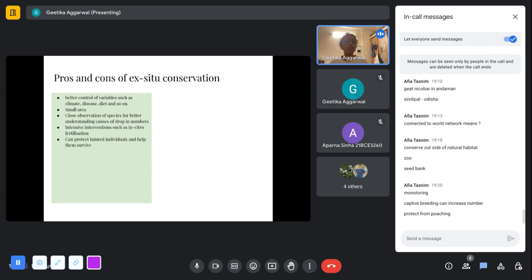And also you can take care of injured individuals. If some individuals got injured in the wild, you can bring them in, take care of them, and help them survive. They might have died out if they were left in the wild, but now they will be able to survive. So, okay, these were certain pros of carrying out ex situ conservation. What would be certain cons of ex situ conservation?